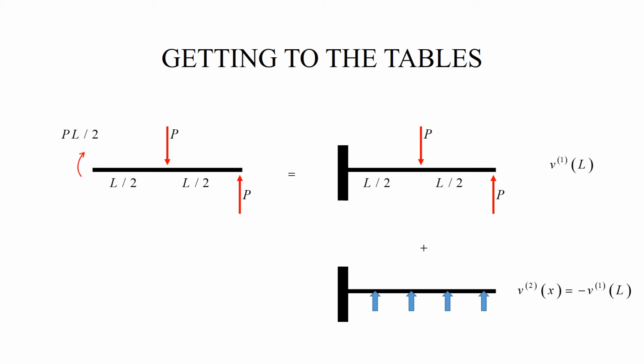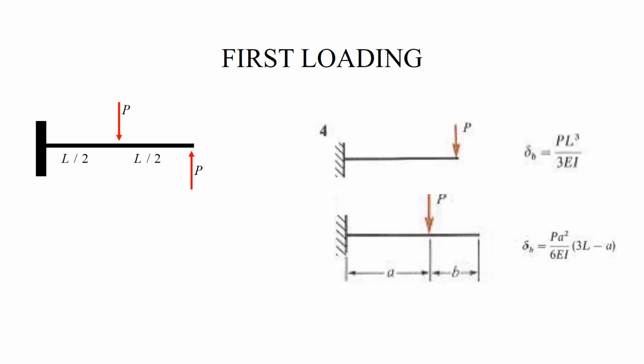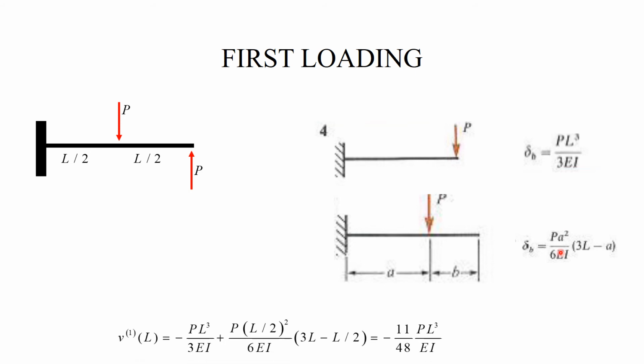So let's see how it's implemented. So here's my first loading. Of course, it involves two forces, so I'll have two tables. That's the displacement of the tip due to the point force at the tip, force in the middle. So now let's see how it proceeds. Minus PL cubed over 3EI comes from here. The reason I have minus is because my force is up, here the force is down.